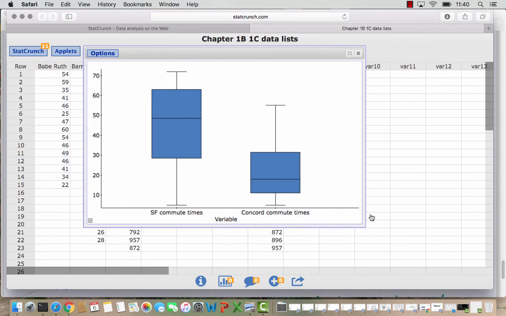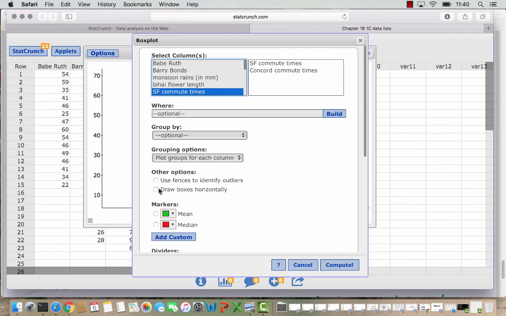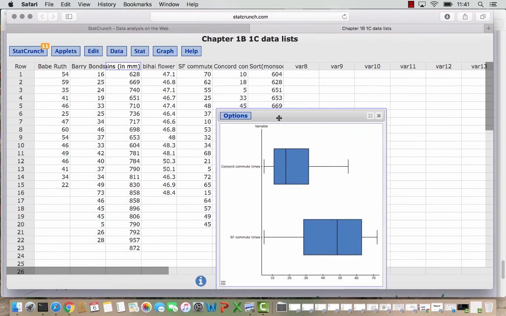We can stretch it out to make it a little bit bigger. If I want to know the 5-number summary for each of these commute times, just hover your mouse over. We're shown the IQR, and then below it the 5-number summary for SF, and similarly the 5-number summary for Concord if we hover our mouse over that box. If I wanted to draw these horizontally instead of vertically, we can go to Options, Edit, and check Draw Boxes Horizontally.